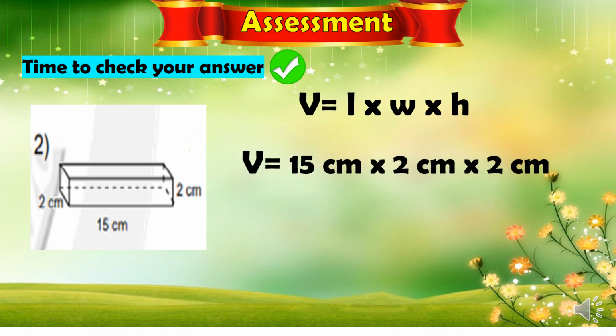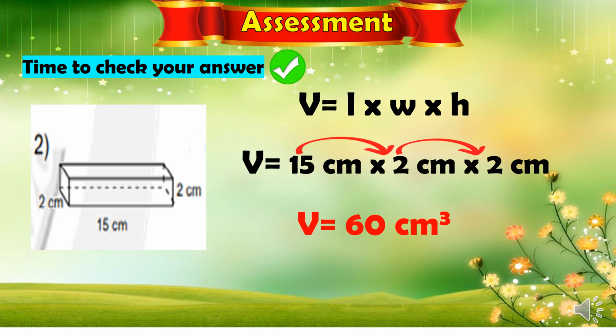And let us now substitute. The length is 15 centimeters, the width is 2 centimeters, and the height is 2 centimeters. So let us now multiply 15 times 2 times 2. That will give us a volume of 60 cubic centimeters.